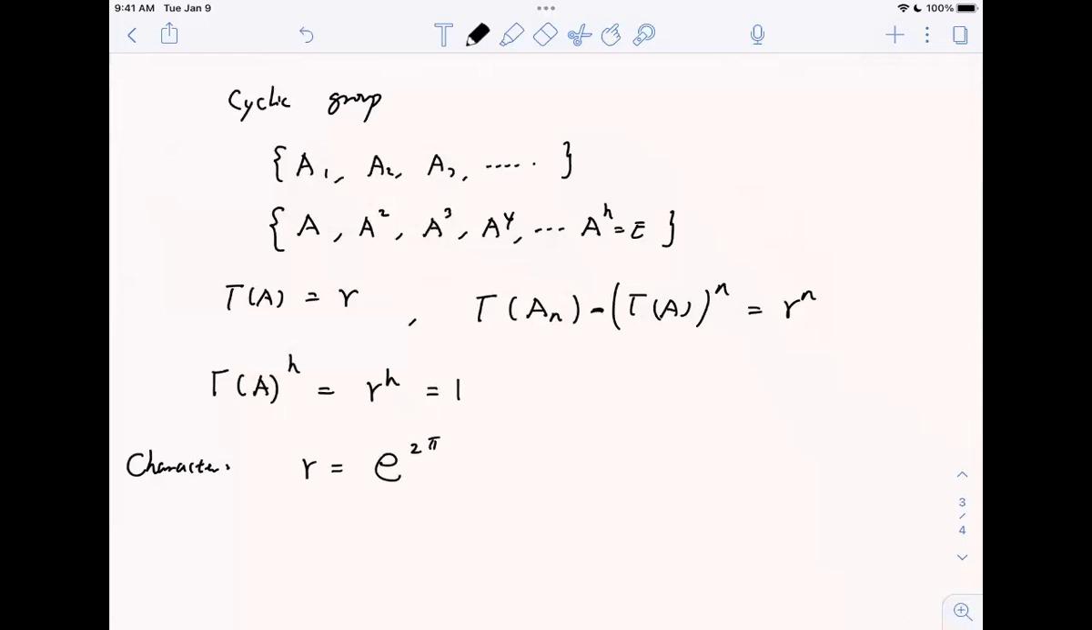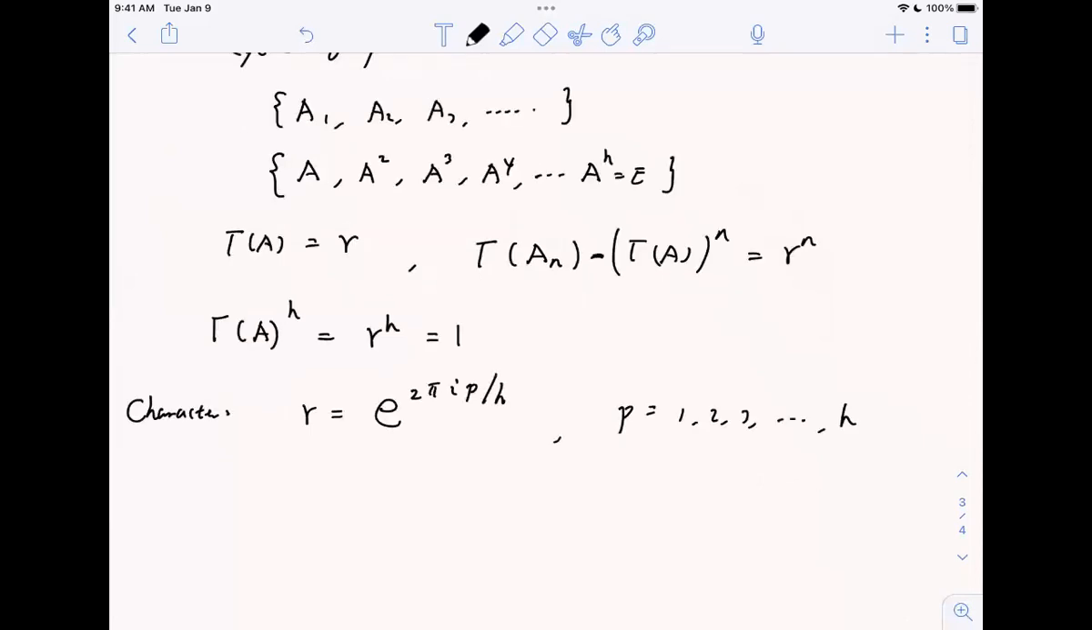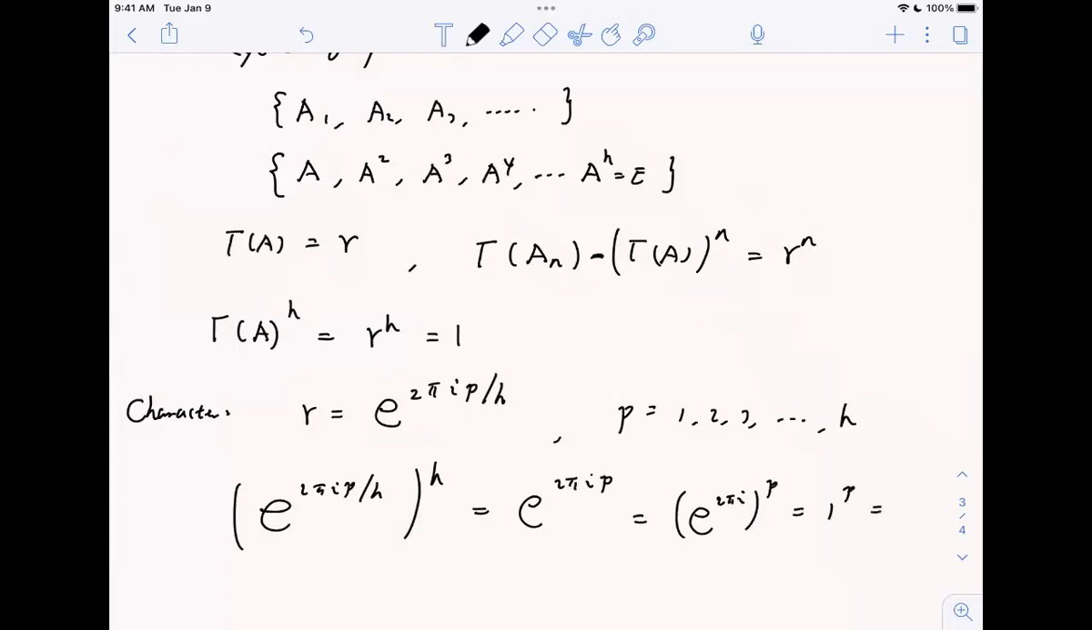So from here, R will be a complex number, e^(2πip/h), and p equals 1, 2, 3, up to h. You can examine this. If you put this number and multiply it h times, then you have e^(2πip), which is 1.